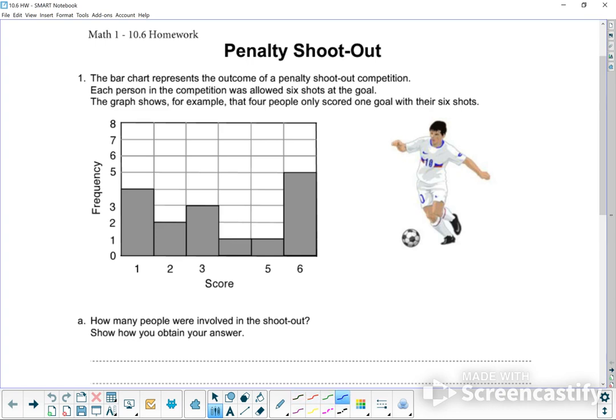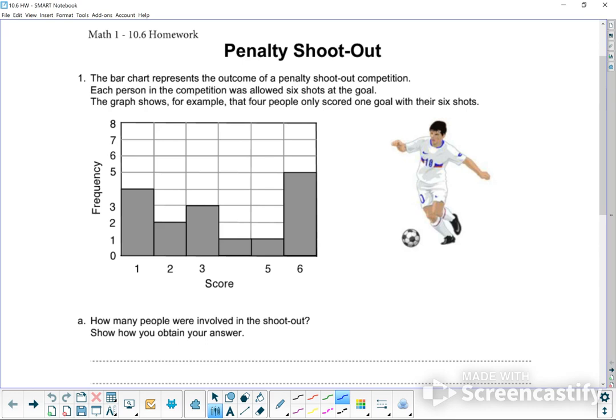The bar chart represents the outcome of a penalty shoot competition. Each person in the competition is allowed 6 shots at the goal. The graph shows, for example, that 4 people only score 1 goal with their 6 shots.